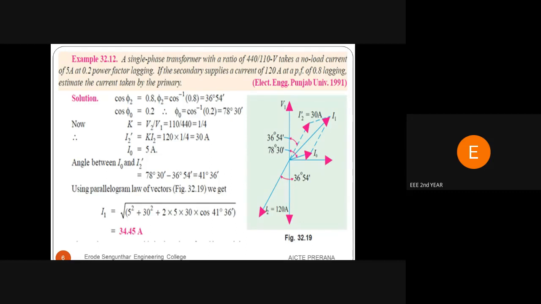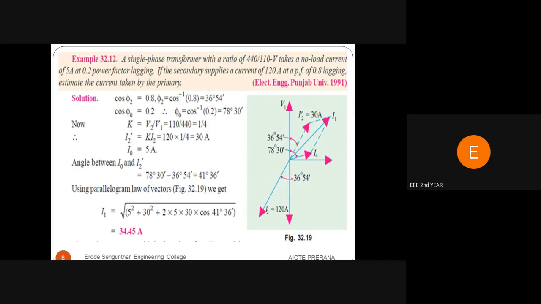Then the other power factor value is the load power factor, cos phi 2 equals 0.8. That is the angle between voltage V2 and current I2. The angle between voltage and current equals phi 2. Then phi 2 equals cos inverse of 0.8, and we get 36.54 degrees.